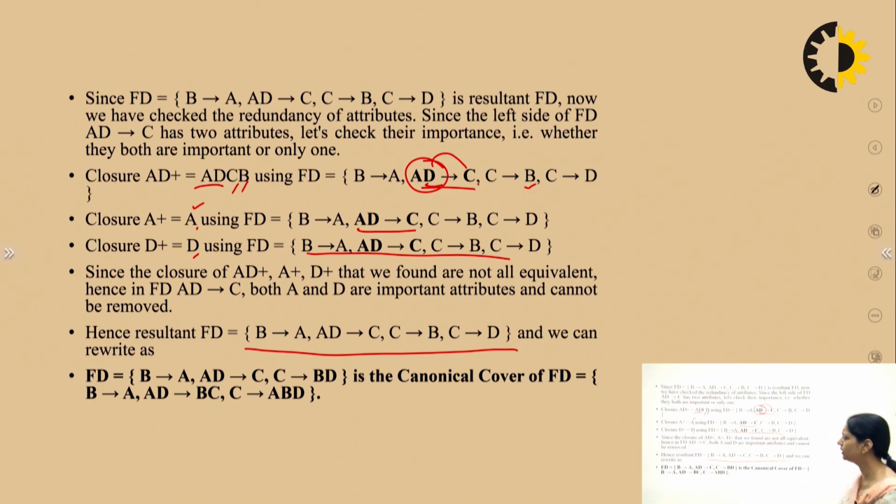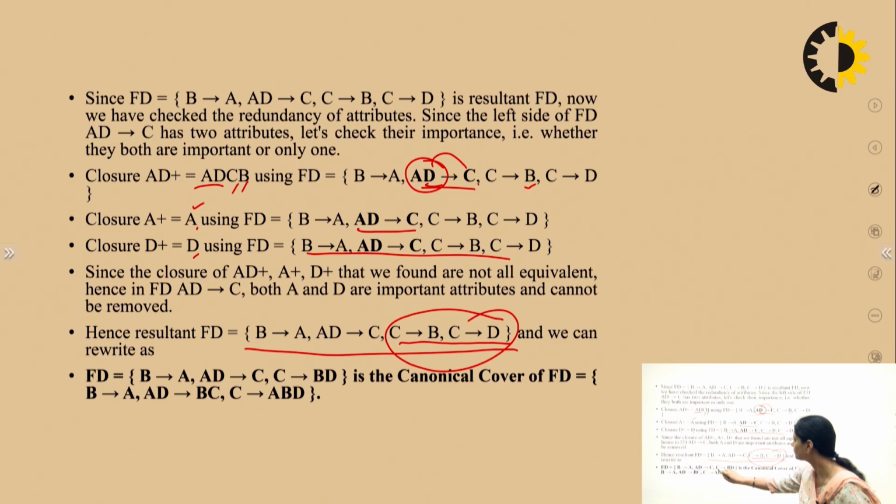Now, if we look over here, this C can be combined. C to B, B to D can be combined to C to BD. Hence, we have three functional dependencies, B dependent upon A, AD dependent upon C, and C dependent upon BD. So, this is how we find out the canonical cover for the set of functional dependencies that are given to us. That's all for today.